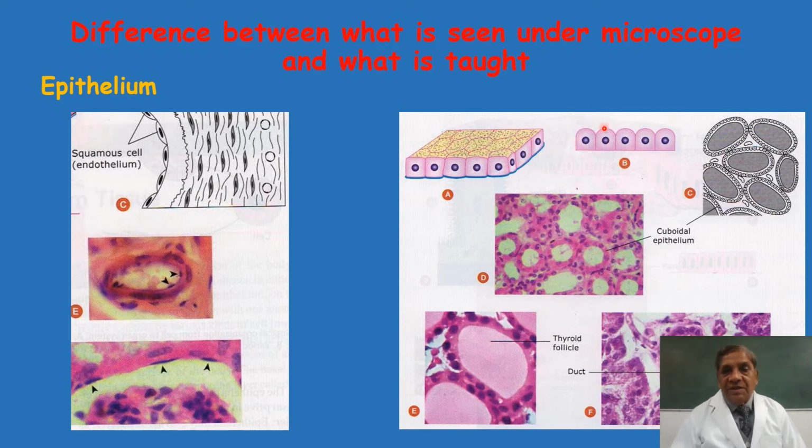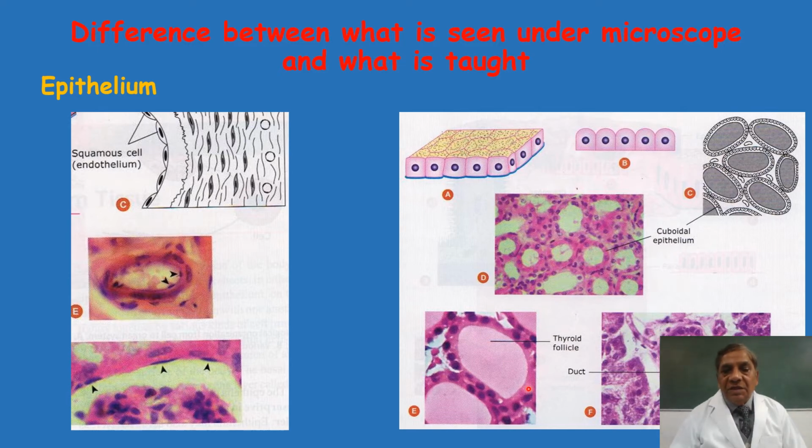Try to understand here. This is a simple cuboidal epithelium. You can see it here in 3 dimensions, and also in the hand drawn diagram, that this lining is made up of simple cuboidal epithelium. But the same simple cuboidal epithelium, if you see it under the microscope, will look like this, which is quite different from that.